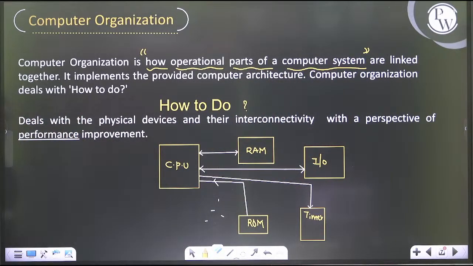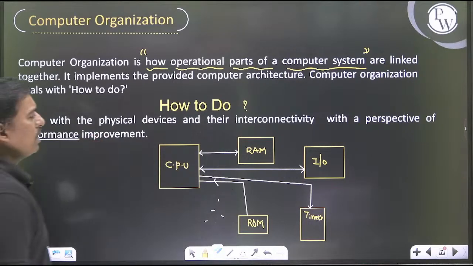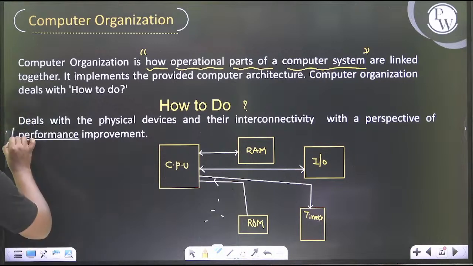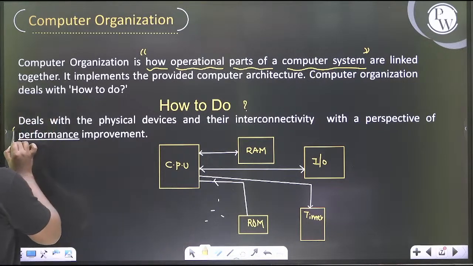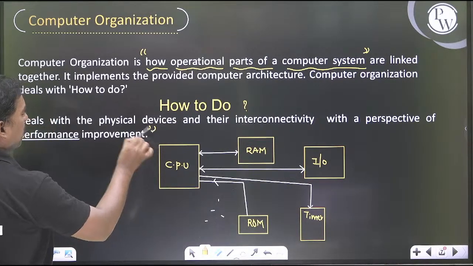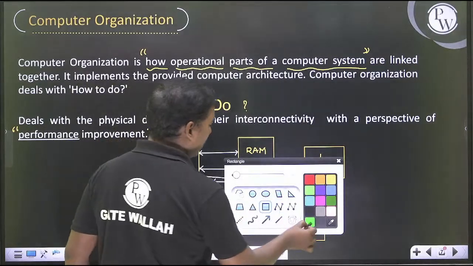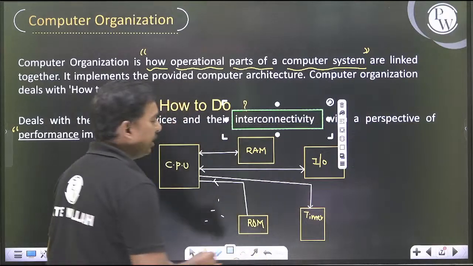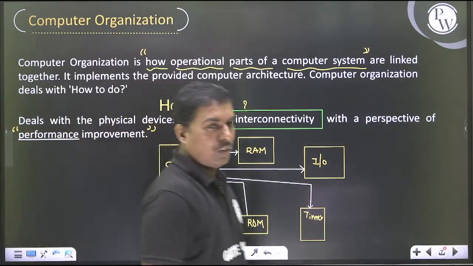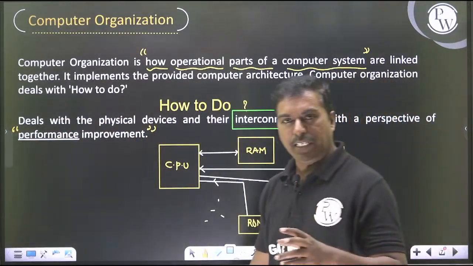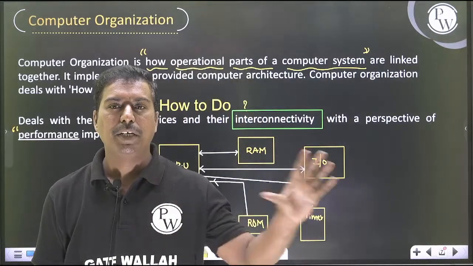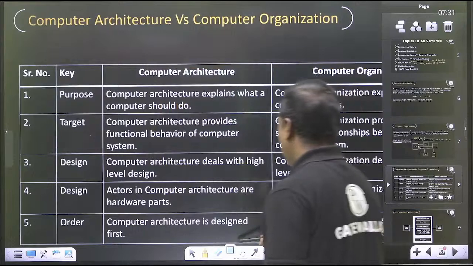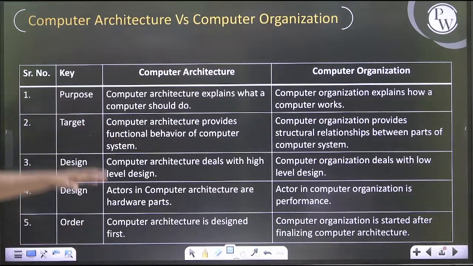Computer organization deals with how to do, deals with the physical devices and their interconnectivity from the perspective of performance improvement. It is a performance improvement and it always deals with the interconnectivity with the devices. Is it clear? So computer organization deals with the interconnectivity, computer architecture deals with the blueprint of the design. That's it. Okay, चलो. So एक बार ध्यान से देखो, कंप्यूटर आर्किटेक्चर एंड कंप्यूटर ऑर्गेनाइजेशन के बीच में डिफरेंसेस मैंने दिया है.